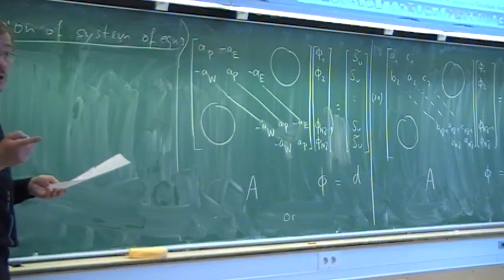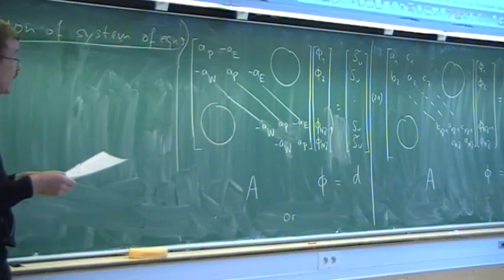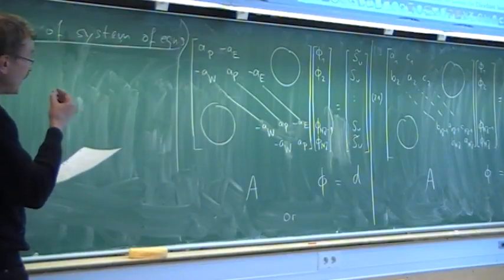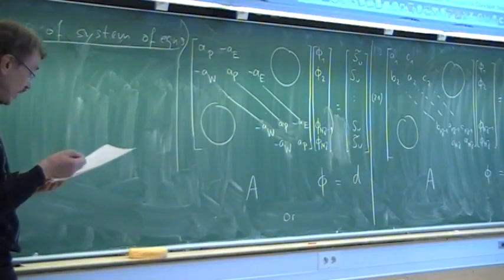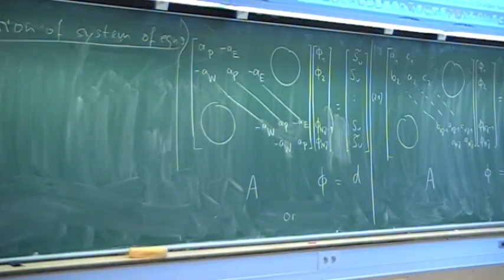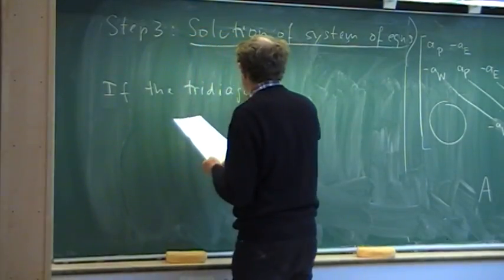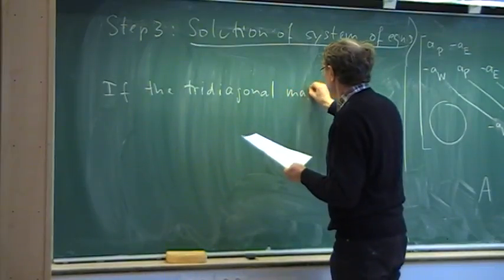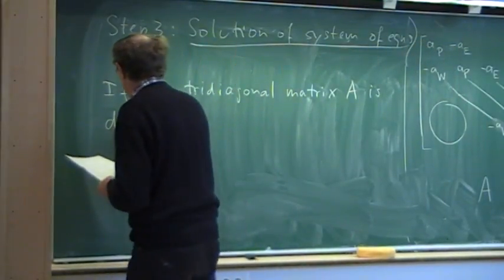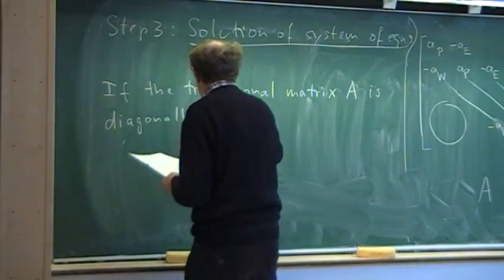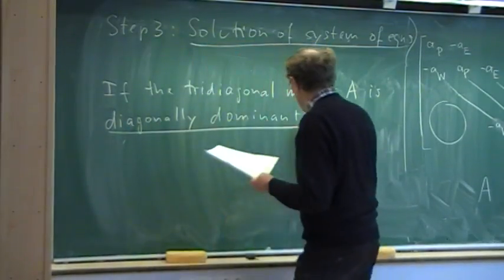We have already seen that for the implicit equation, for the heat equation, the diffusion equation. Now we use it also for the steady diffusion equation. Because if the matrix is diagonally dominant, then we can use the TDMA, or the tridiagonal matrix algorithm, to solve it. So then we just state: if the tridiagonal matrix that we got by the finite volume discretization of the steady diffusion equation, if that matrix A is diagonally dominant, we have already seen what this means, so we repeat it here.